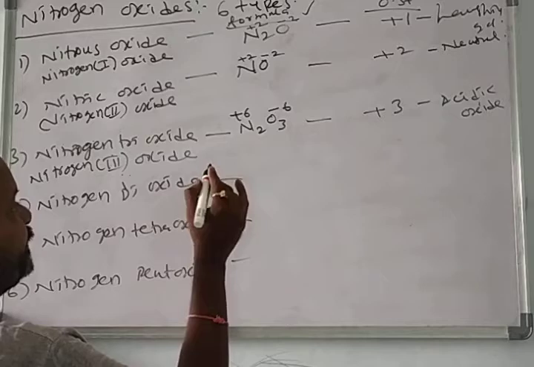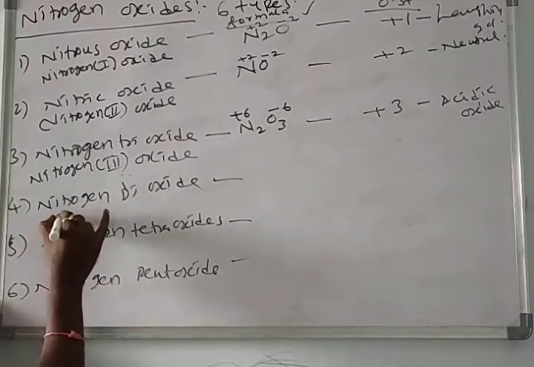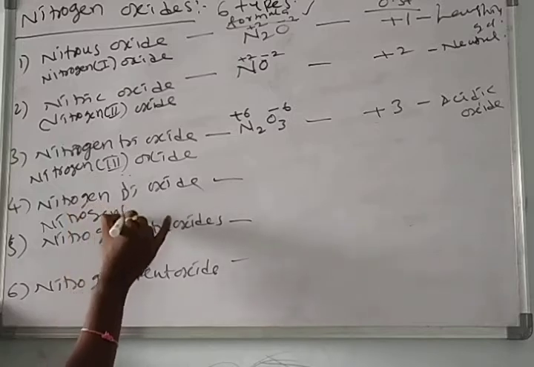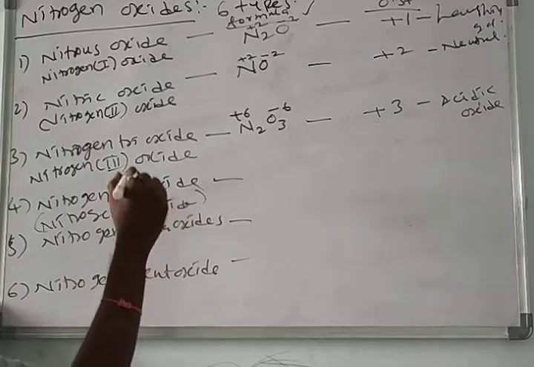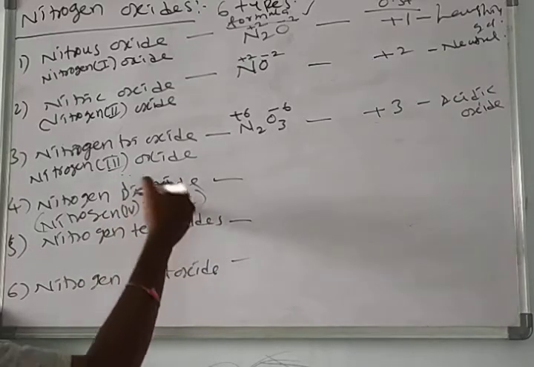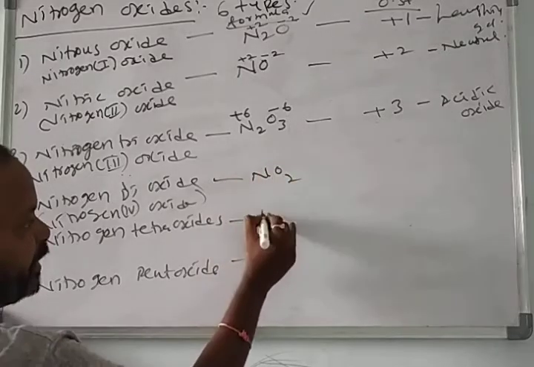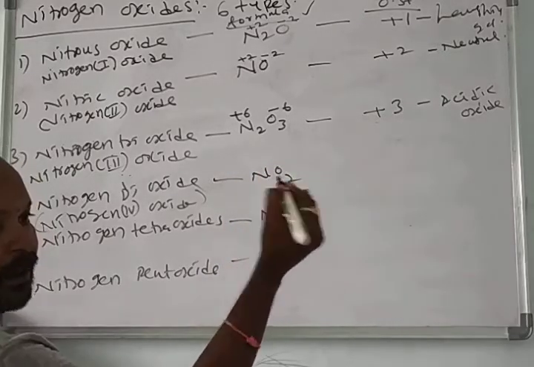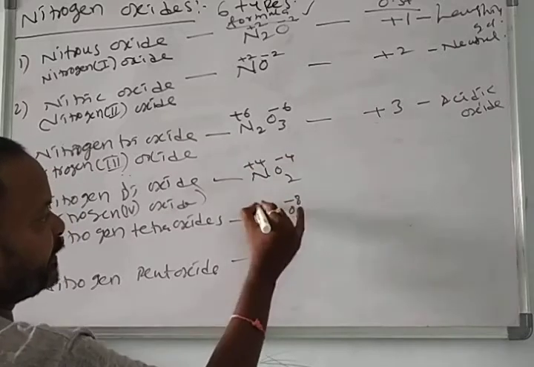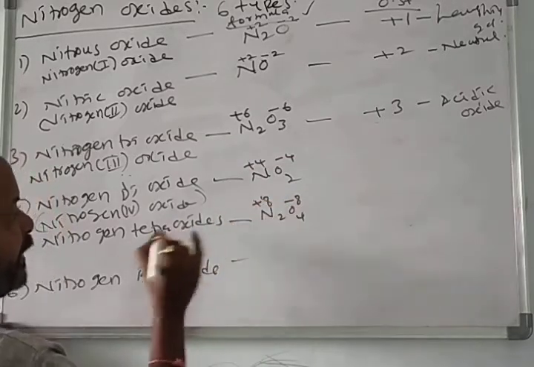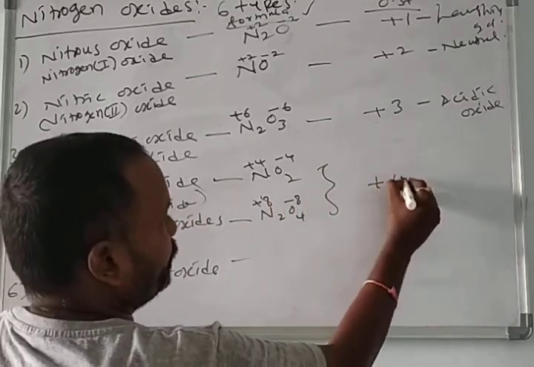Okay, nitrogen dioxide. Both nitrogen tetroxide and nitrogen dioxide are called nitrogen 4 oxide. Here the oxidation number of nitrogen is plus 4. Here minus 4, here plus 4, here minus 8, here plus 8. A single nitrogen is plus 4. Oxidation number here plus 4.